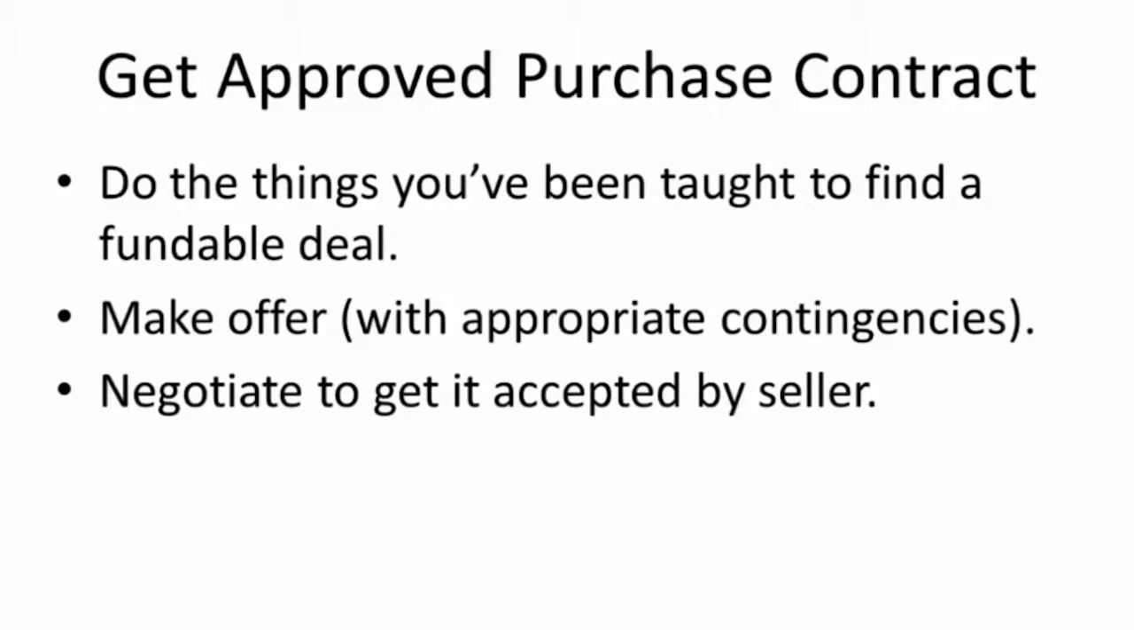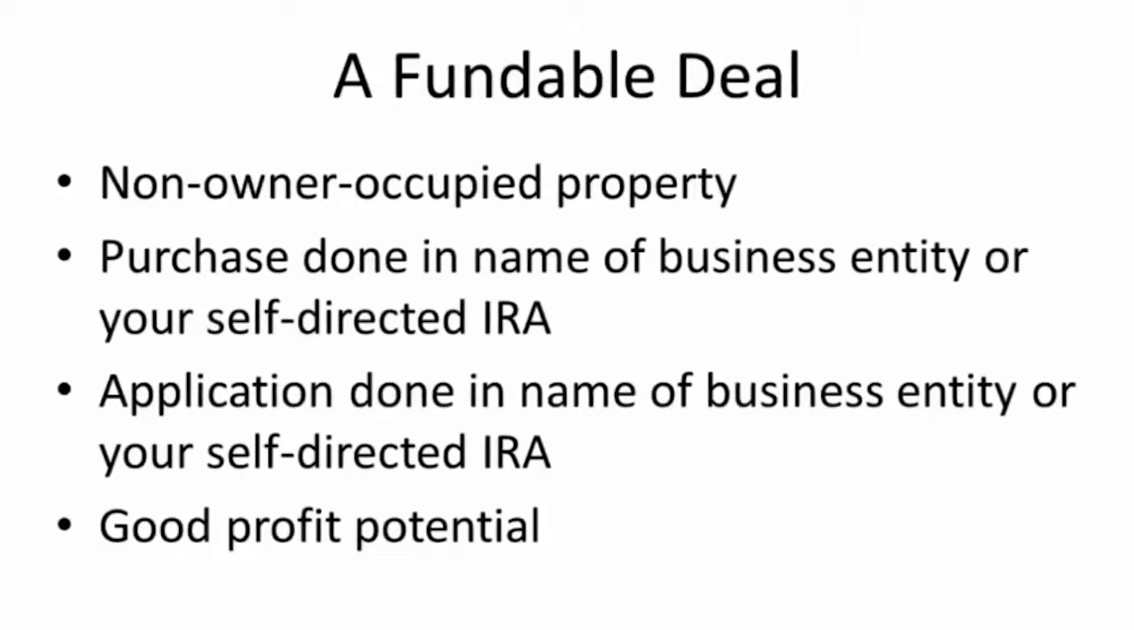Obviously, the place you want to start is to get yourself an approved purchase contract. So go out and do the things you've been taught to find a fundable deal. Make the offer. Always include the appropriate contingencies, which includes subject to financing approval or subject to third-party inspection and partner approval, or whatever you've been taught to include to make sure you get your earnest money back if something goes awry. Then, negotiate to get it accepted by the seller.